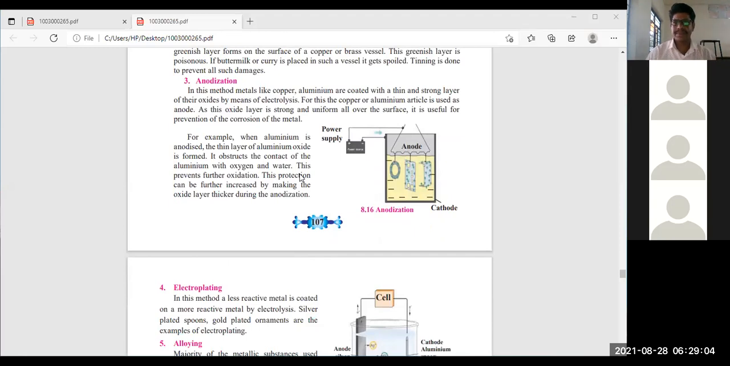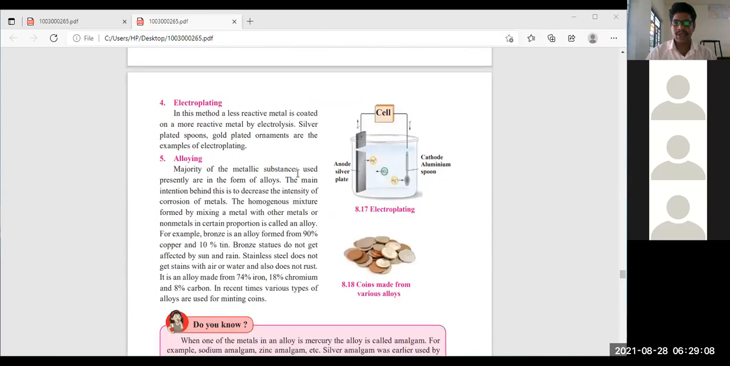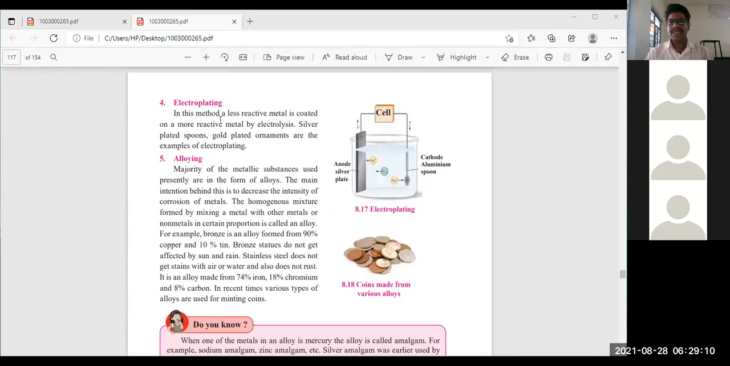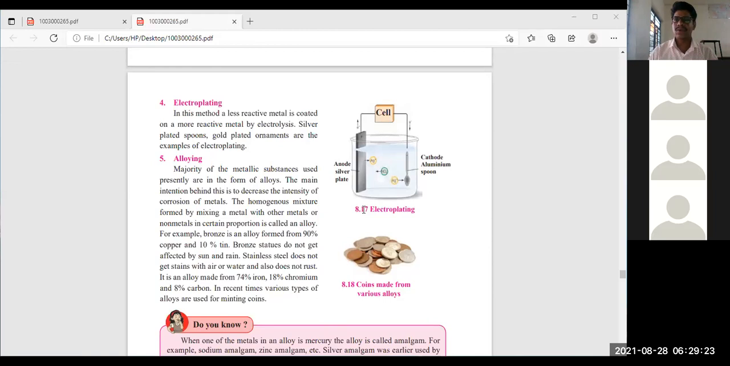It's a very important thing. All these: galvanizing, tinning, anodization, electroplating, and alloying. Now electroplating means what happens in this reaction: a less reactive metal is coated on a more reactive metal. Suppose we take the example of iron and zinc. Zinc is more reactive than iron. We can coat iron with zinc. Silver plated spoons and gold plated ornaments are examples of electroplating. Remember this.